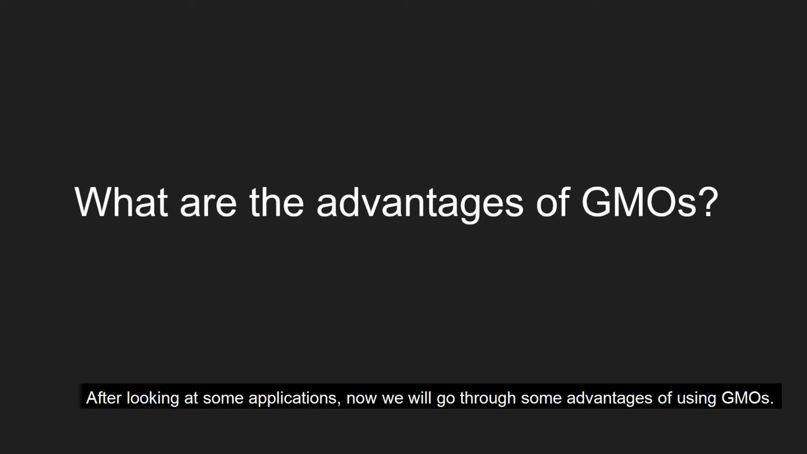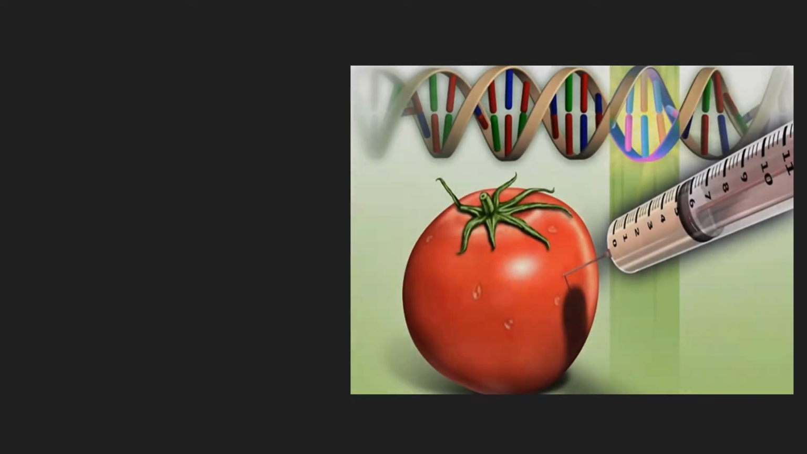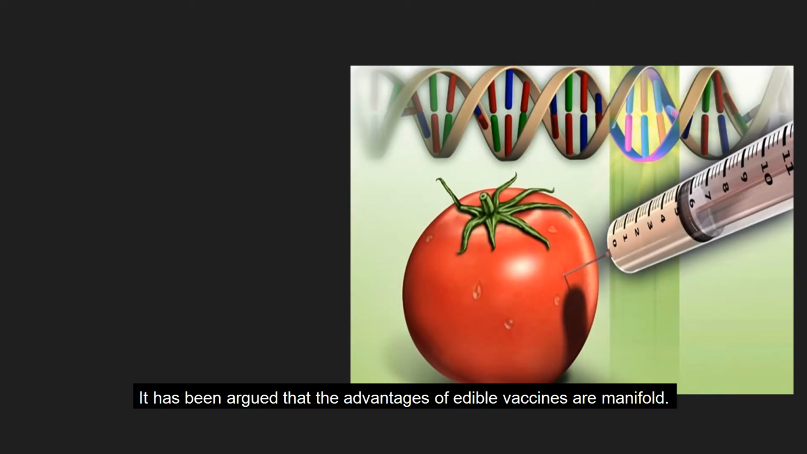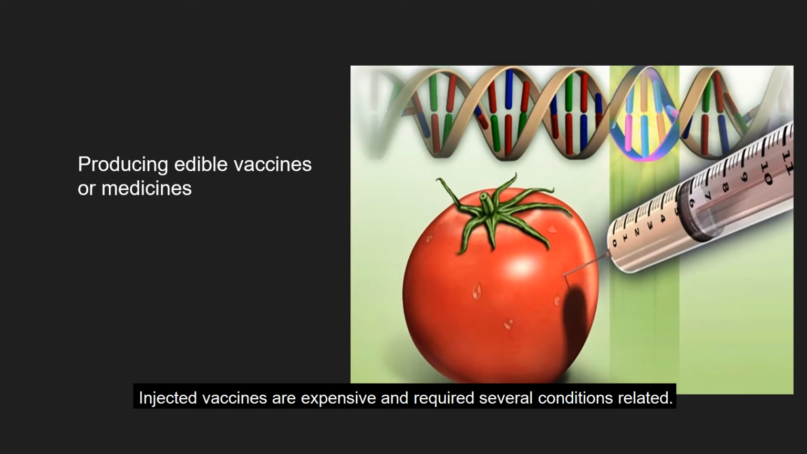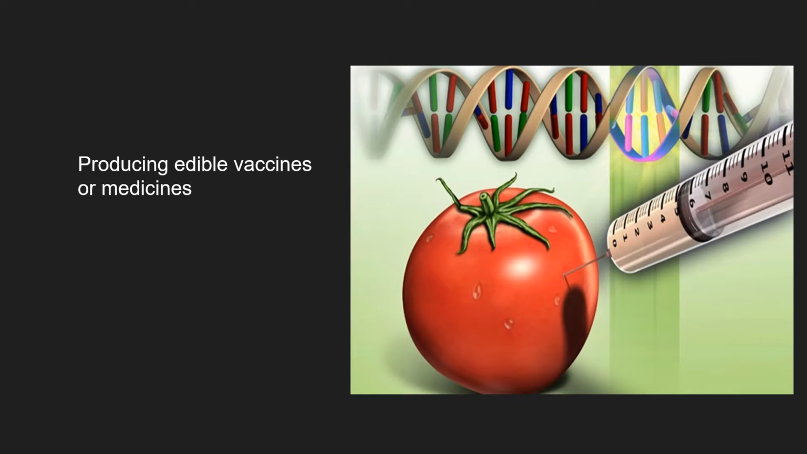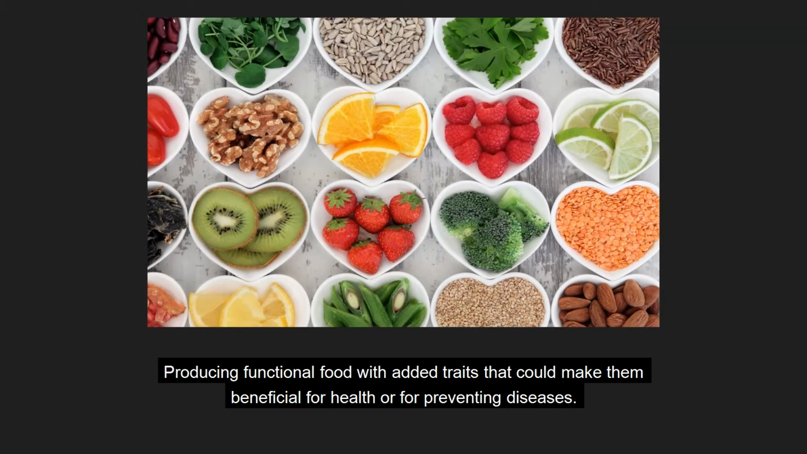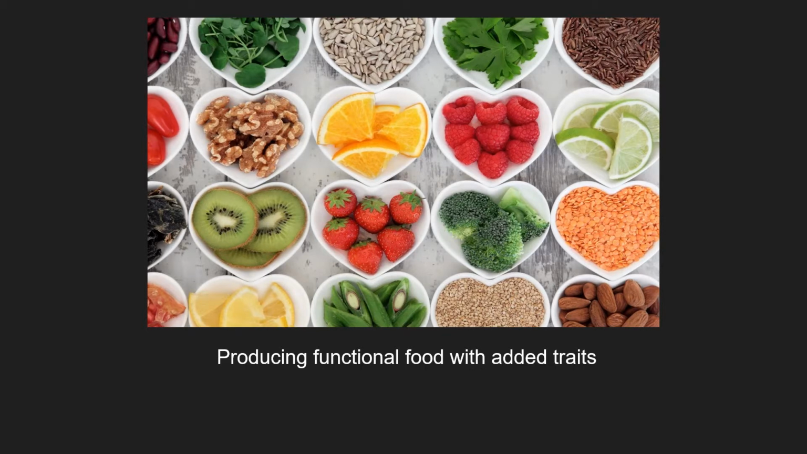After looking at some applications, now we'll go through some advantages of using GMOs. It has been argued that the advantages of edible vaccines are manifold. Injected vaccines are expensive and require several conditions related to storage. Edible vaccines would help to avoid this inconvenience and danger. Also, producing functional food with added traits could make it beneficial for health or for preventing disease.